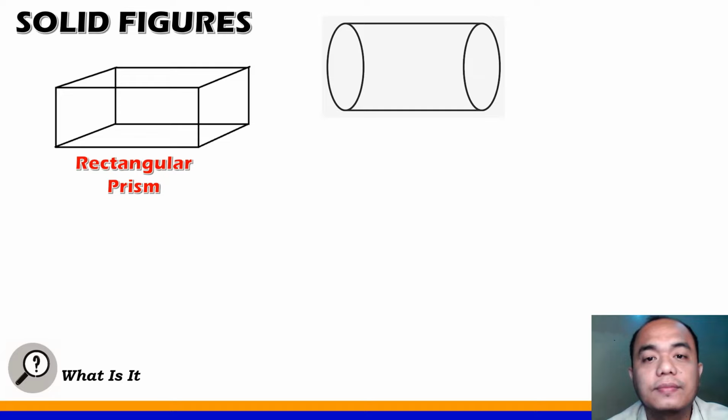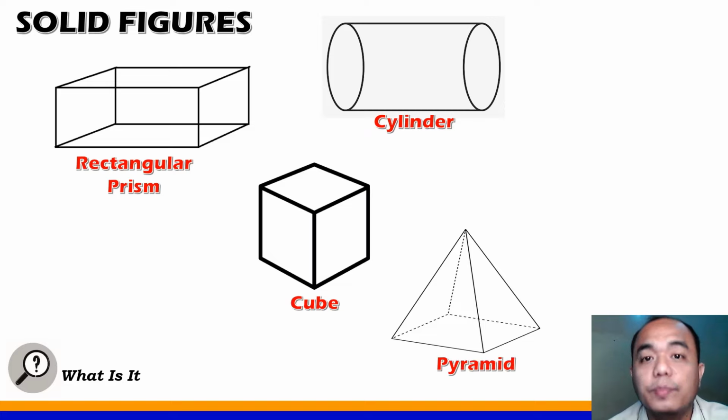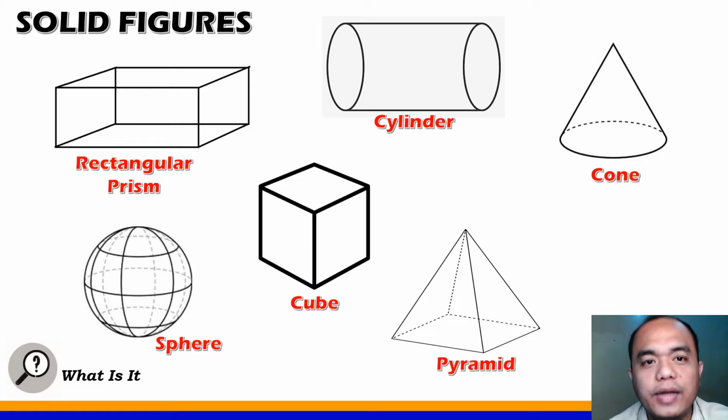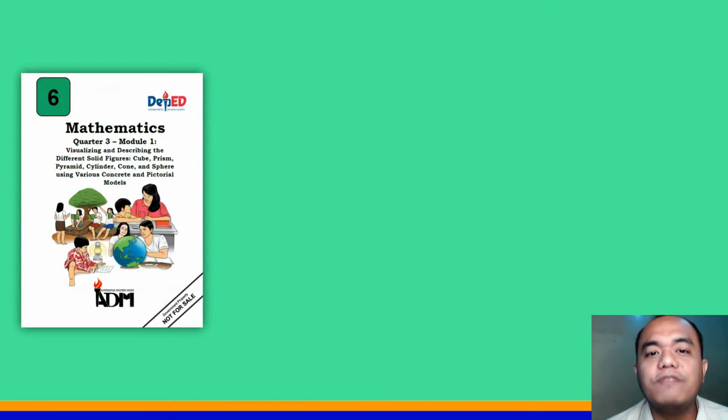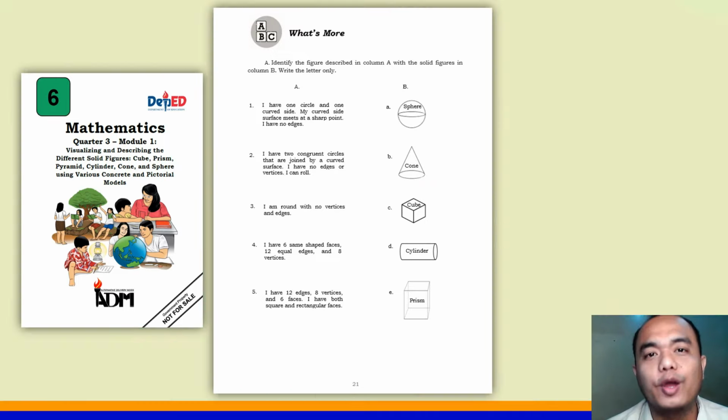Next, we have the cylinder. Next, we have the cube. Very good. Next, that's pyramid. Next, we have the sphere. And we have the cone. Again, these are some examples of solid figures, namely rectangular prism, cylinder, cube, sphere, pyramid, and cone. This time, let's have the what's more part of your module, and this could be found on page 21 of your module.